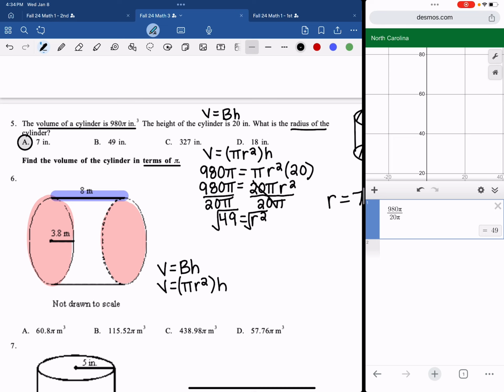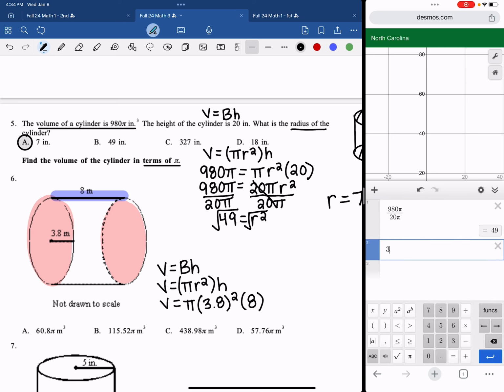So we're going to substitute in what we know. So we know that we have pi. My radius is 3.8. That's halfway between the center to the outside of the circle, times my height is 8. Now, if we leave it in terms of pi, that means we multiply all the numbers, so 3.8 squared times 8, and that's going to give me 115.52, but they said leave pi in the answer, in terms of pi. So we leave pi in our answer, which makes our correct answer B.